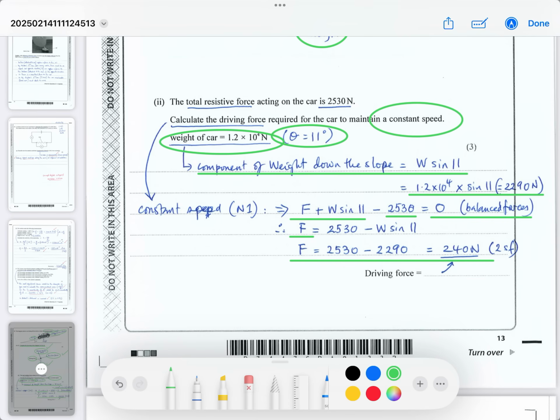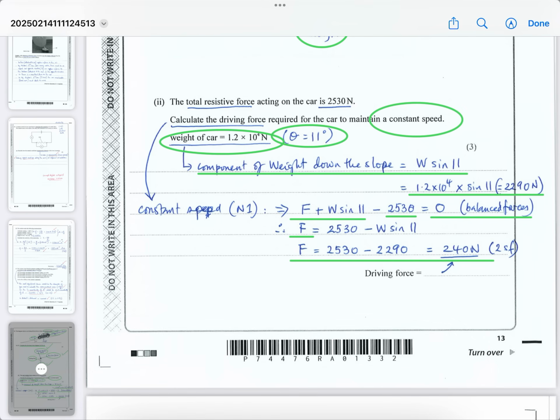So the driving force doesn't require very much, because if you think about it, you could actually move down the slope just with the weight of the car. You could turn the engine off and coast down the slope if the slope is steep enough and your car doesn't have too much friction preventing it from moving smoothly.